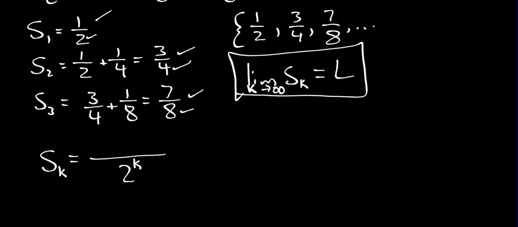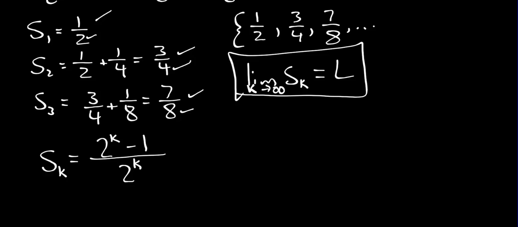Now, how does the top compare though? Well, we've got 1, 3, and 7. Those are 1 less than 2 to the kth power. So maybe that's 2 to the k minus 1. So it looks like the formula for this particular sequence is (2 to the k minus 1) over 2 to the k. Now, this is the kth partial sum.